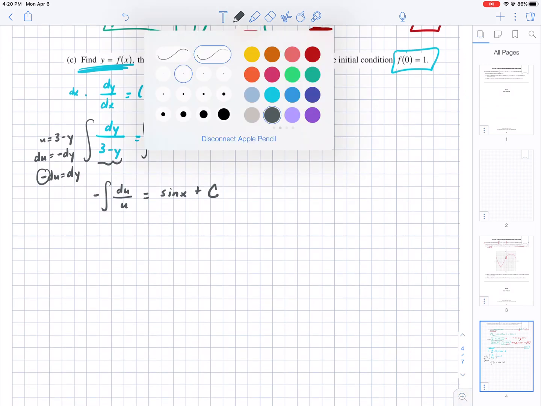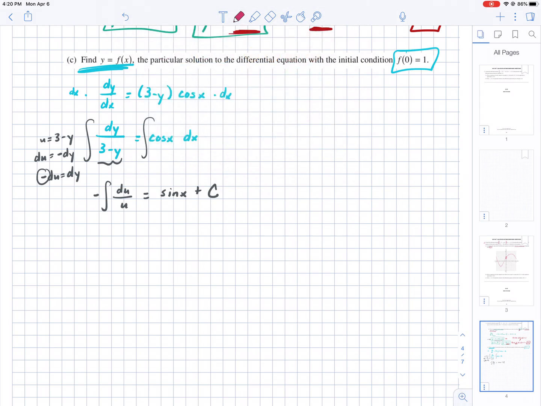So let me jump in here. Here we go. I've got negative natural log of u, and u is 3 minus y, equals sine of x plus c. Now, we are going to have to solve for that c value, but I'm not going to do that yet. I'm going to go ahead and get rid of the negative sign. Remember, to get rid of the natural log, you're going to have to use an e. But you can't use that e until you get rid of that negative sign.